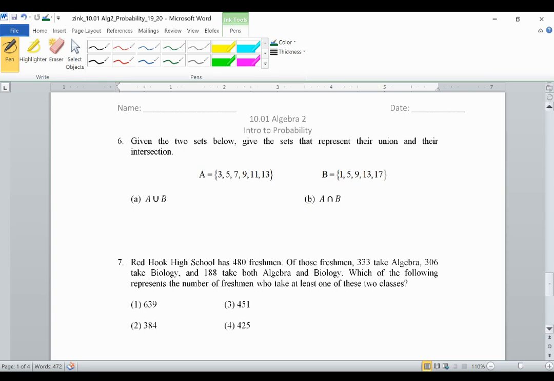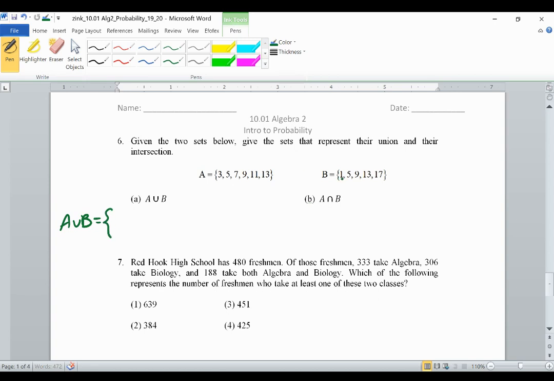Given the two sets below, give the sets that represent their union and their intersection. So again, a good time to pause the video, see if you can write these out on your own.